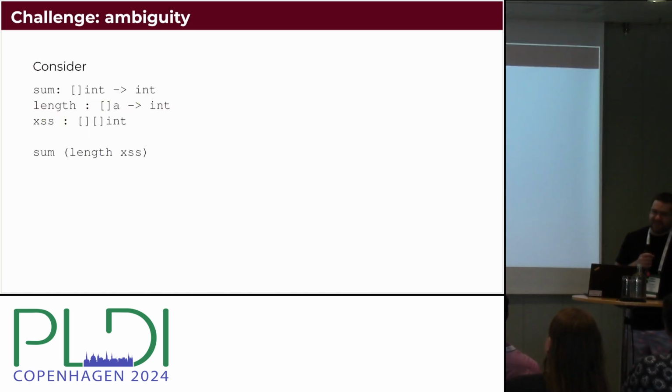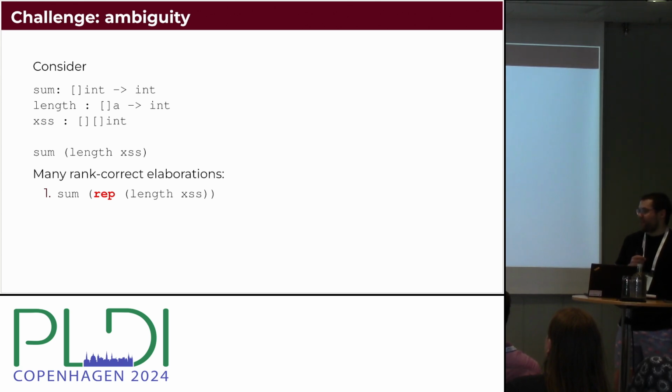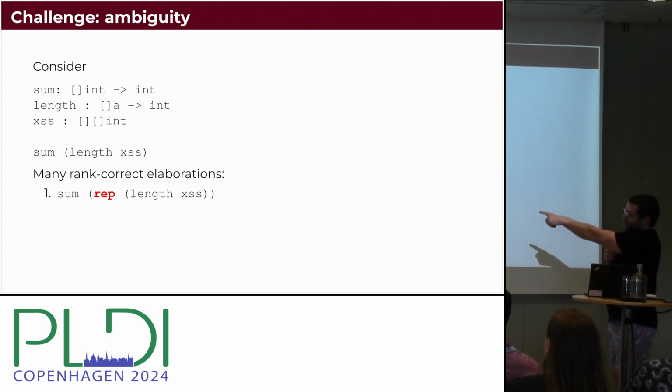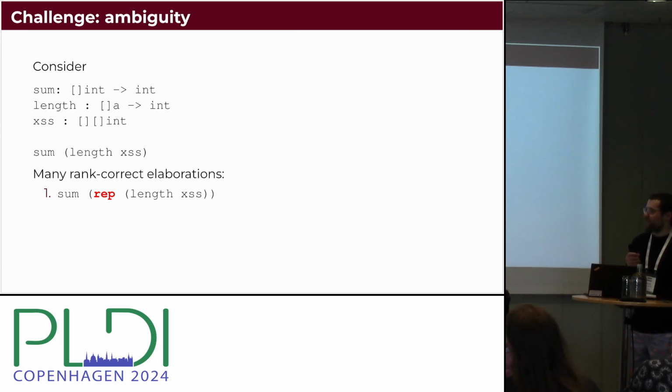The first one is that there's ambiguity, so there's often many ways to do this elaboration in a rank correct way. So here's an example where we have sum and length, and we're applying these things to a matrix. One possible rank correct elaboration here is we first take the length of the matrix, which of course gives you a scalar, but sum expects an array or a vector, and so this is no longer rank correct, so we have to insert this rep here to make this thing work. Many of you probably think this is kind of a gross elaboration, and the actual one that you would probably want is this one, where you map the length over the matrix and then you sum up those.